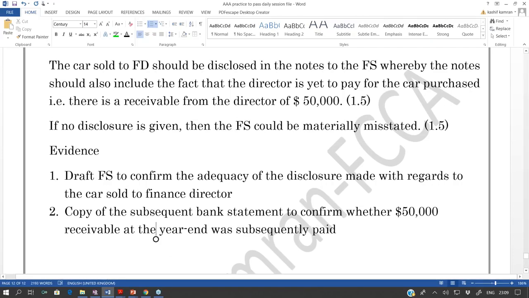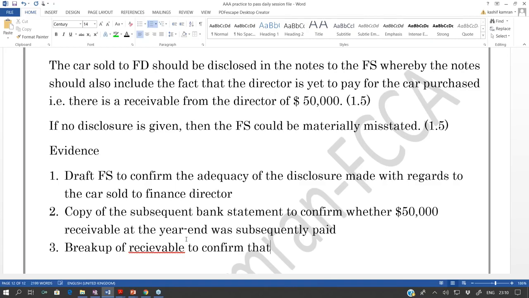Right? Yes, I can also take the breakup of receivable. That's fine. I can take the breakup of receivables to confirm that the $50,000 was included as a receivable from the finance director.